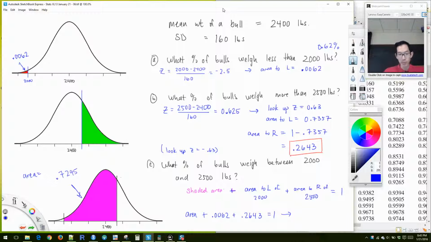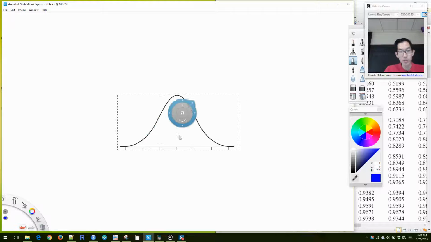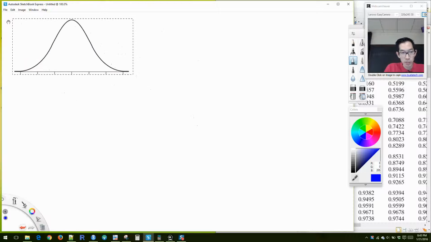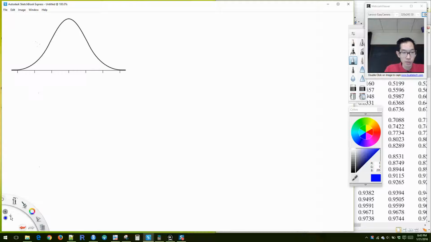Okay, so we'll just try a few more of these exercises. This time, kind of working the other way. I forgot what I said last time. I said bulls have a mean weight of 2,400 pounds, standard deviation that I made up of 160.